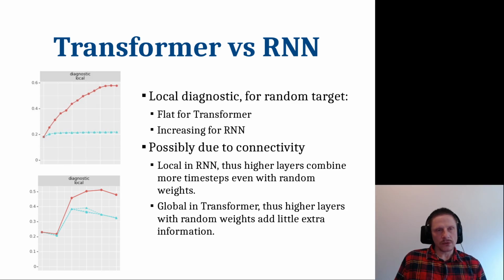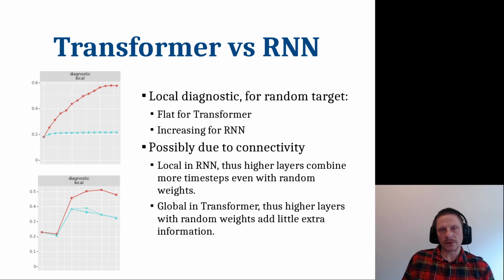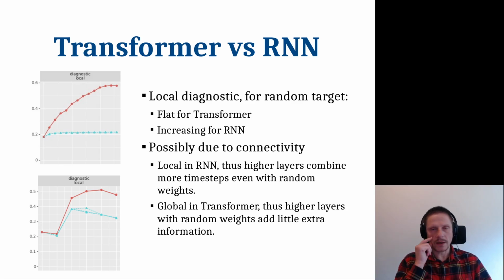I wanted now to zoom in on the difference between the transformer versus the RNN architecture for the local diagnostic classifier, and specifically looking at the random untrained target model. So you can see that the cyan line here is flat for the transformer, but it increases initially for the RNN architecture. So this may be due possibly to the different connectivity in these 2 architectures.